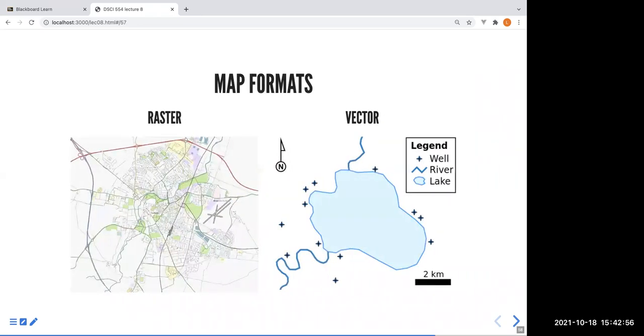Okay, working with maps. So how do you get this map data together? Usually it's in one or two formats. It's either the raster format, which basically means images, or the vector format, which basically means SVG. That's what we've been playing around with up until now.